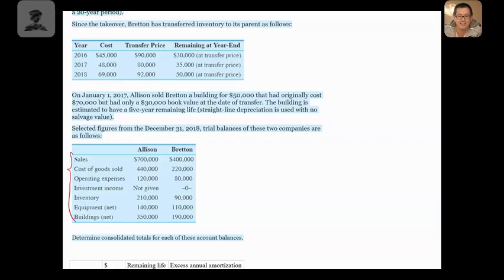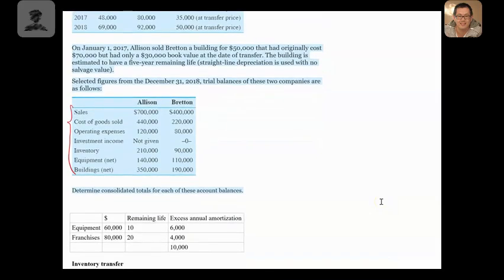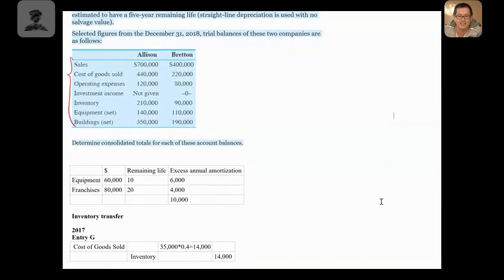To solve this question, first let's prepare the fair value allocation schedule. Based on the first sentence, we know that there are some assets on the subsidiary's books that have different fair value from book value. And we know there are two accounts that have different fair value from book value. The first one is equipment, which is undervalued by 60,000. It has a 10-year remaining life. So every year there's going to be $6,000 excess annual amortization expense.